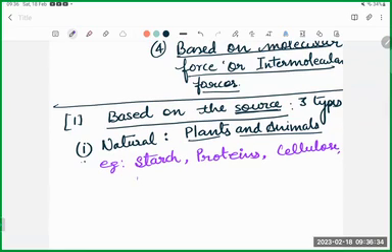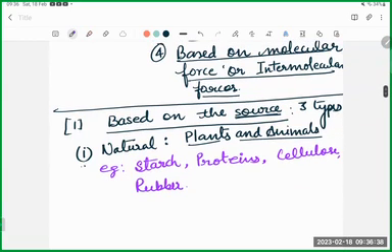Then I would say cellulose, correct? Then rubber, which is obtained from plant. So these are the natural polymers, correct? So natural polymers are starch, proteins, cellulose, and the rubber.